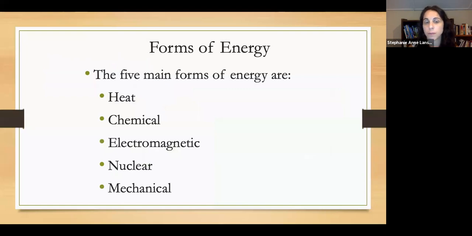So there's 5 main forms of energy. There's heat, chemical, electromagnetic, nuclear, and mechanical. And we'll go through these very quickly.